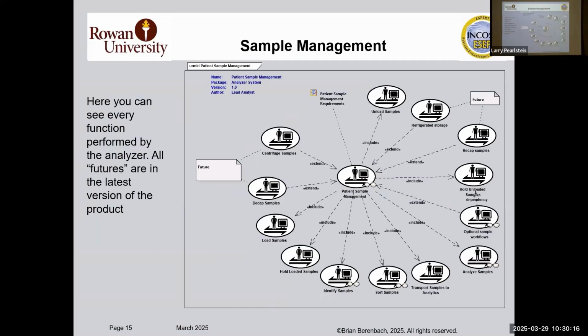Okay, so here's patient sample management. And here are all of the processes associated with sample management. Again, this is like UML, but I'm using something a little bit more expressive because this was customer facing. I'll show you the system facing one momentarily.